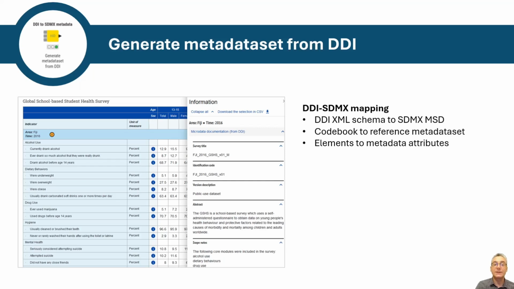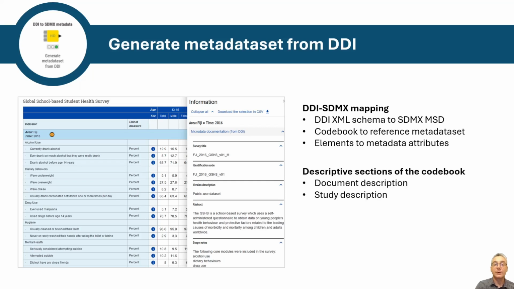The DDI XML schema is mapped to a specific SDMX metadata structure definition. The actual DDI codebook is mapped to an SDMX reference metadata set, with elements from the DDI codebook transferred to metadata attributes in the SDMX metadata set based on the model level mapping.